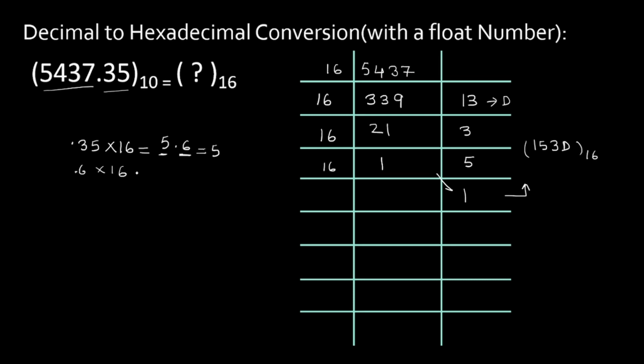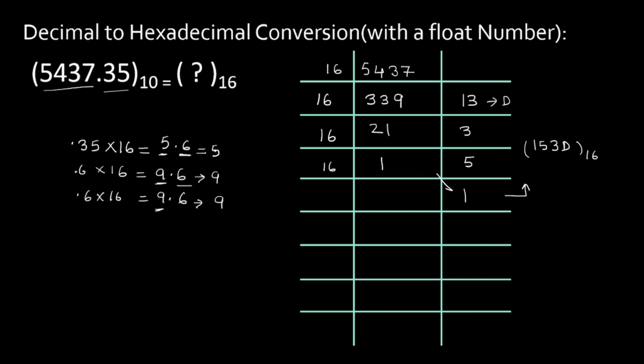0.6 multiplied by 16 and we will get 9.6. Its integer part is 9, so we'll take its integer part and multiply its decimal part again by 16. So we will get 9.6 again. Again in this way the integer part is 9. Now after the decimal, only 3 digits are sufficient. You can multiply its fractional part further.